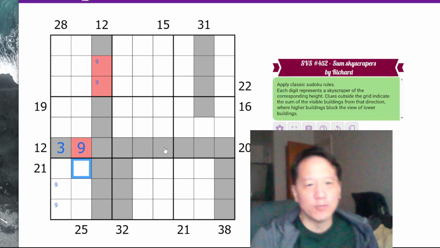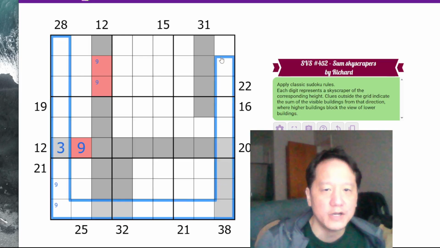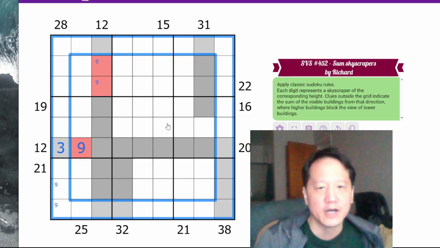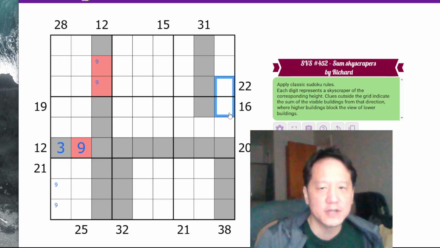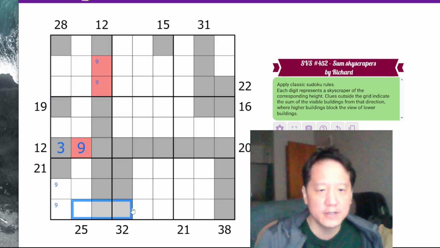Oh, that's one thing. Where can 9 be in any of column 1, row 9, or column 9? It cannot be next to any of the sum skyscraper clues because that sum skyscraper clue must be 9 if that's the case. So this can't be 9. This can't be 9. This can't be 9. This can't be 9, and this can't be 9.